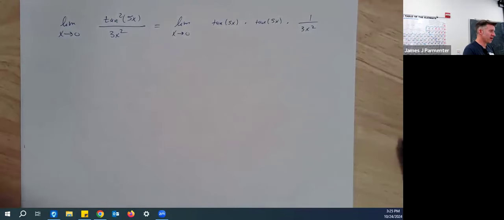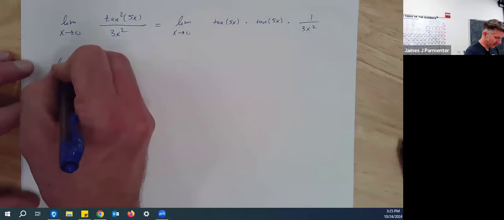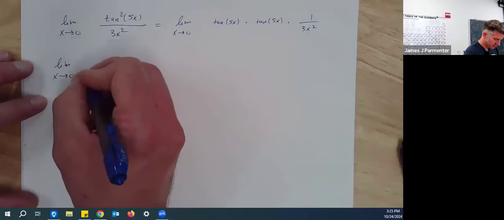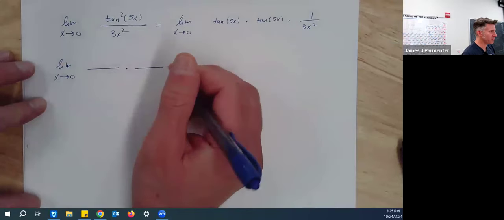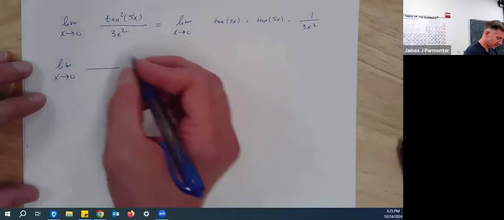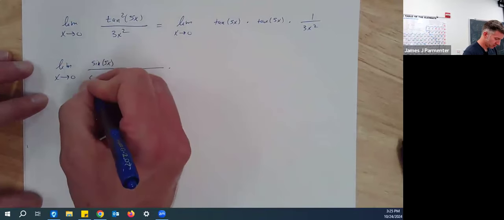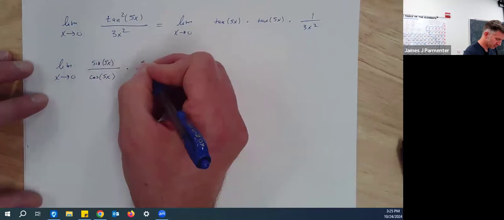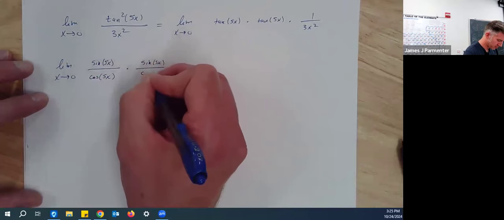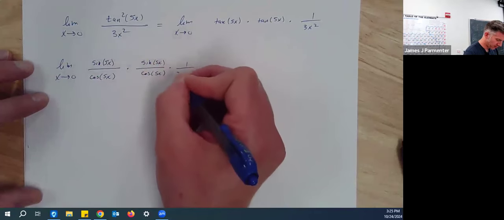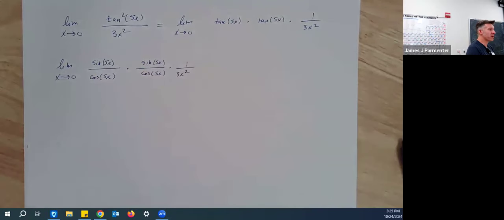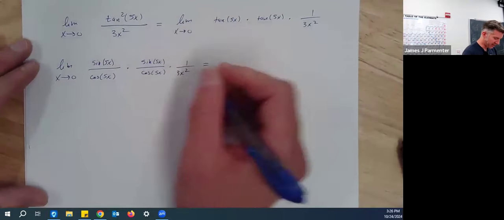Now what I really want to do is rewrite tangent as what divided by what? Tangent is a trig function divided by another trig function. It is sine of 5x divided by cosine of 5x. And I still have my 1 over 3x squared. Okay, and now I'm going to write it in this kind of wishful way that I like, where my sines have blanks beneath them, because I find that helpful. I think it works.